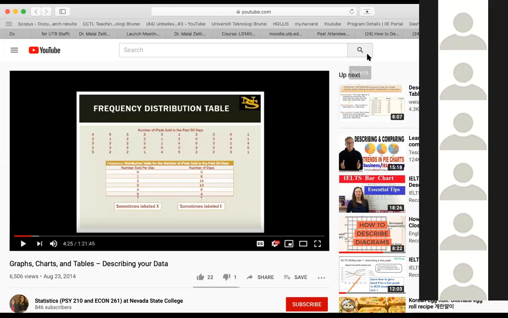So yours is the same thing. You are going to be explaining and putting everything into a table. This is going to be very useful. The slide that you see right now is going to help you explain how to put it into a table. It's called a frequency distribution table and so forth.